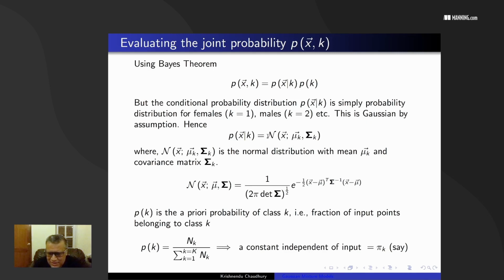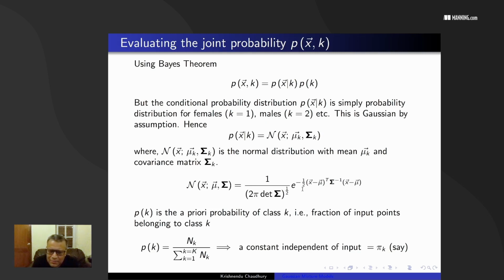This calligraphic N stands for a normal, and if you remember your Gaussian, this is the formula for the probability. This kind of gigantic formula with an exponential, e to the power of something squared, is what expresses the probability distribution. This is the probability density function for a normal random variable. So the P of x given k is this normal density function.